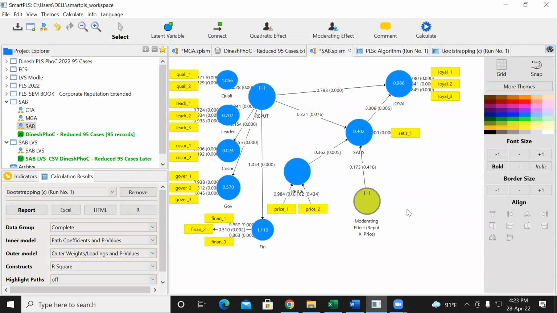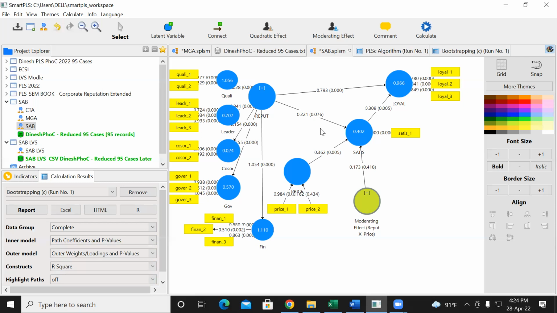I'm interested now only in the inner model, the structural model, and only in the mediation, though there are other moderating and other variables also. For the moment, I'm interested in only these 3 paths: reputation leading to loyalty, reputation leading to satisfaction, and satisfaction leading to loyalty. Within the circle, you can see the R square value. Now I am interested in knowing my hypothesis about the mediation, whether satisfaction mediates the relationship between reputation and loyalty.